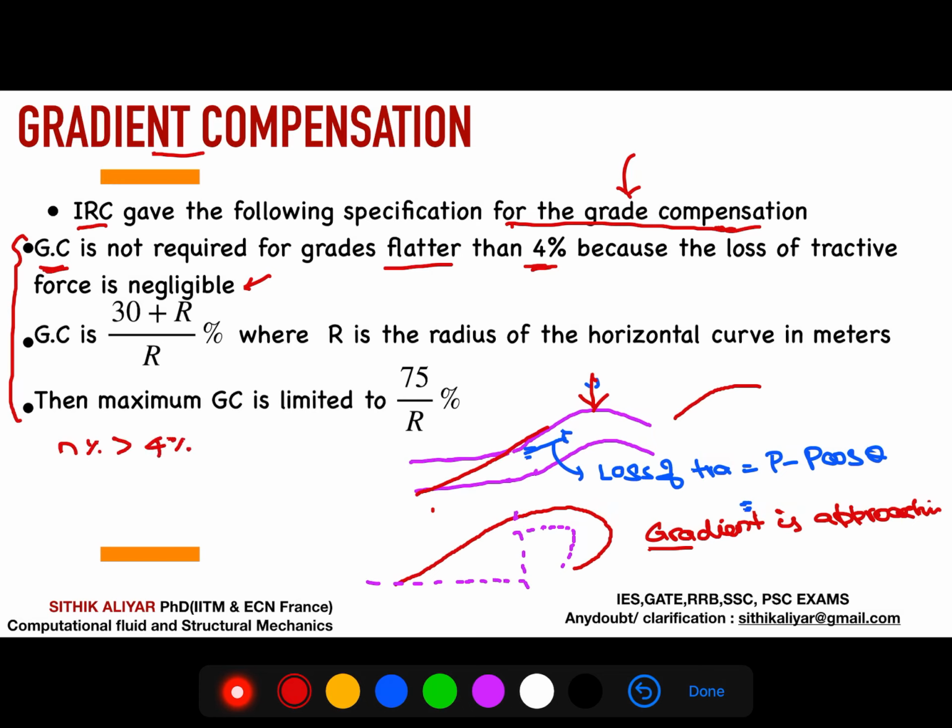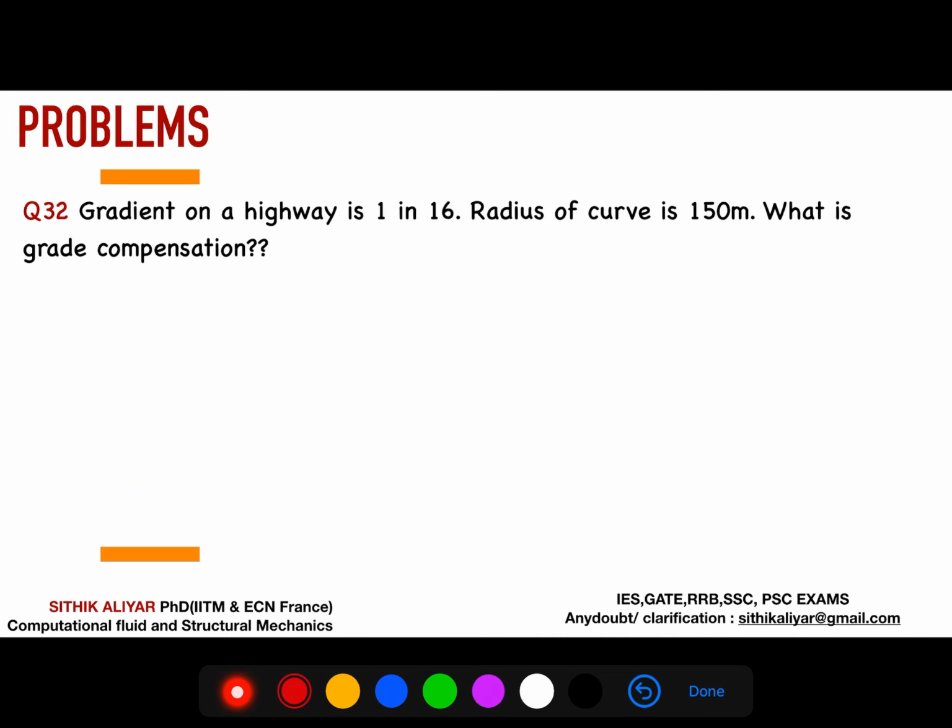We are not going to provide the same gradient; we are going to do some grade compensation. How much? We have to determine (30 plus R) by R, based on the horizontal curve, to determine how much to be compensated. Provide the minimum value. Okay, so determine (30 plus R) by R, and also separately determine 75 by R, and provide the minimum value. That much of gradient can be compensated. Okay, so let's see with an example.